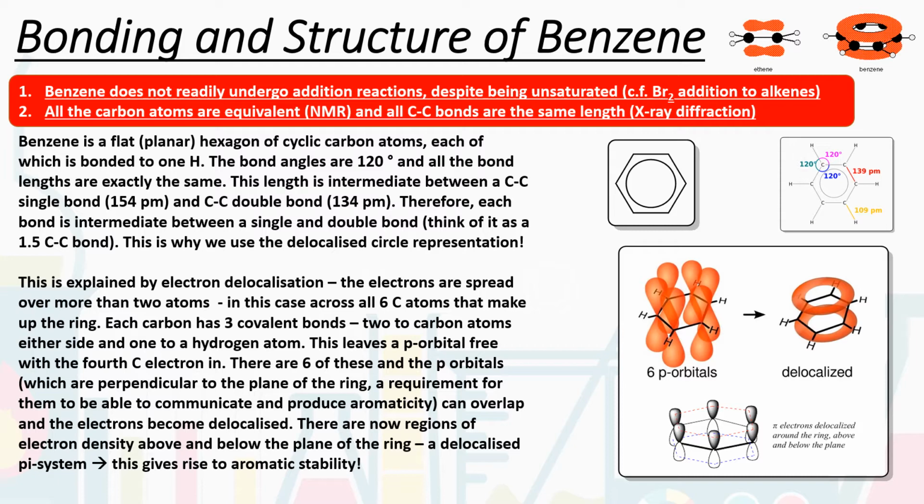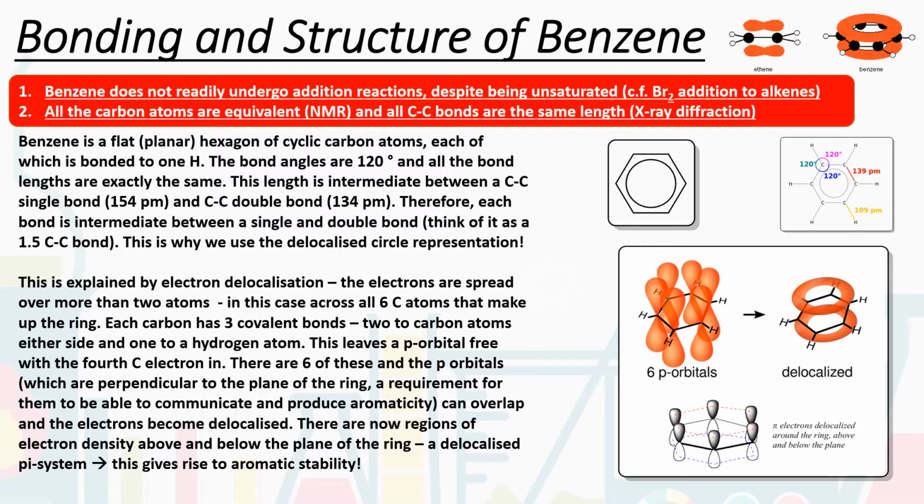And so this idea can be explained through something called electron delocalization. This is where our electrons are spread out over more than 2 atoms. And in this case, the electrons get spread over all 6 of the carbon atoms that make up the ring. So if we consider each carbon atom, it has 3 covalent bonds. It has 2 covalent bonds to carbon atoms either side of it, and it has a covalent bond to a hydrogen. Now what this means is it has 1 p orbital, like in an alkene, where we have 3 single bonds and 1 p orbital that is left free with an electron in.